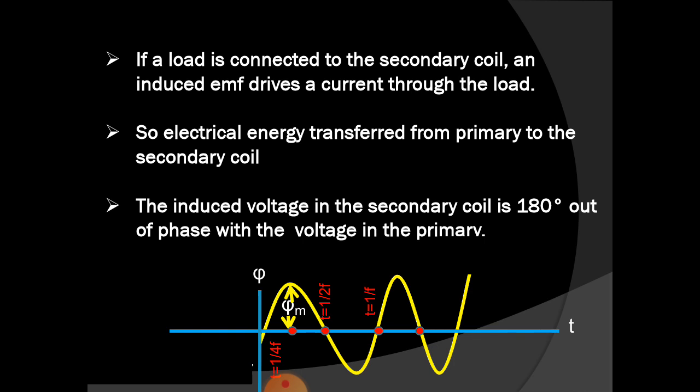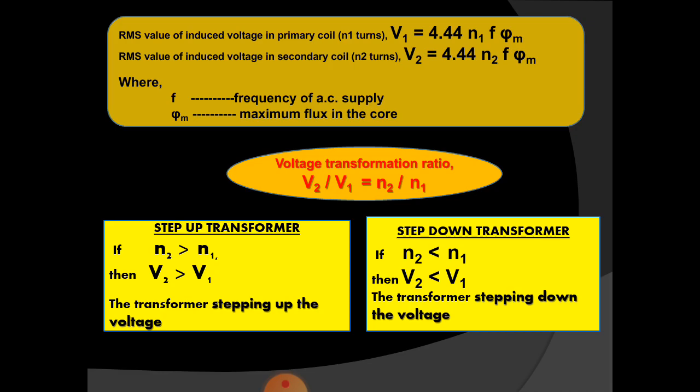If a load is connected to the secondary coil, the induced EMF drives a current through the load. So, electrical energy is transferred from the primary to the secondary coil. The induced voltage in the secondary coil is 180 degrees out of phase with the voltage in the primary. This figure shows the rate of change of flux linked with the coil. Here F is the frequency of the AC supply and phi m is the maximum flux in the core.